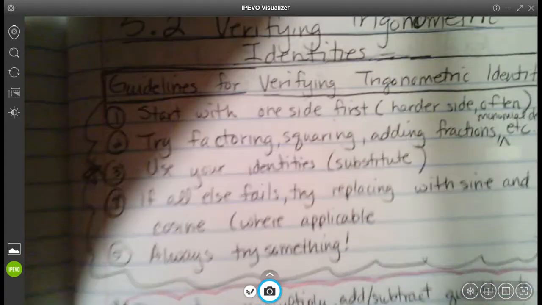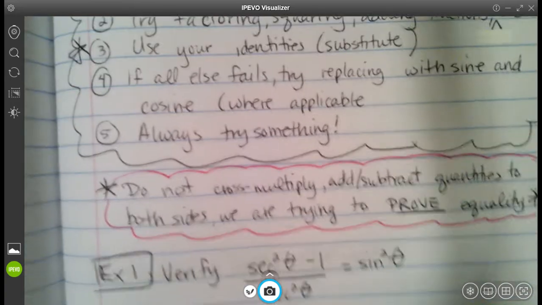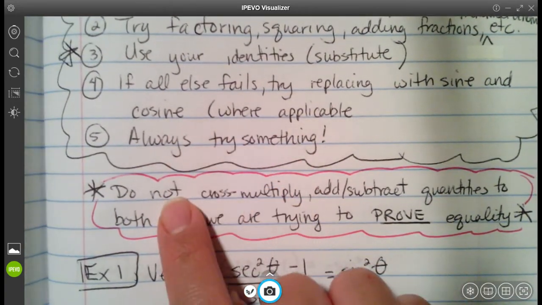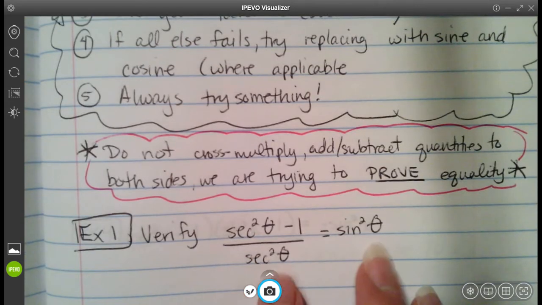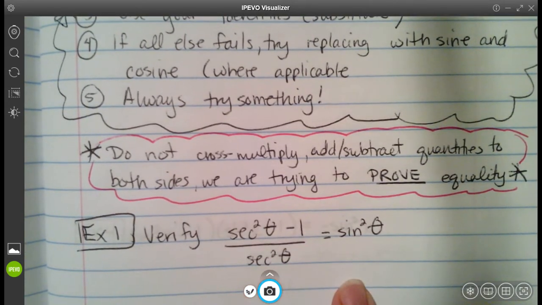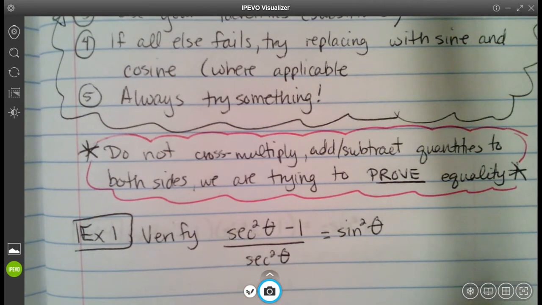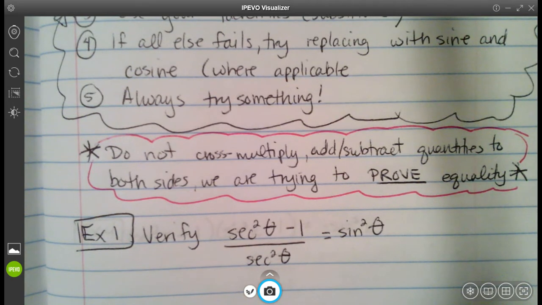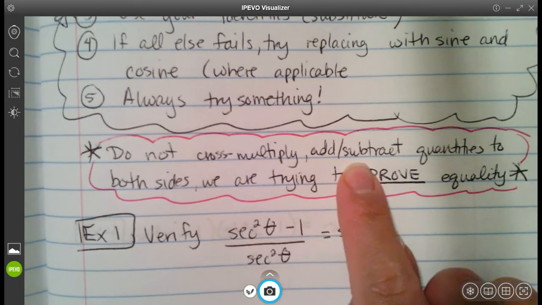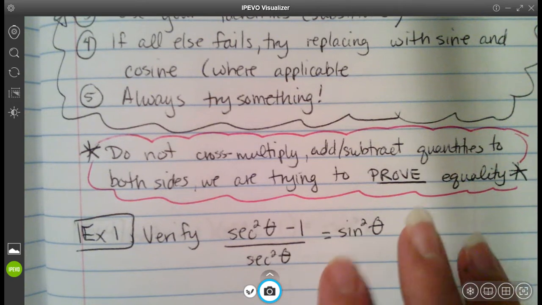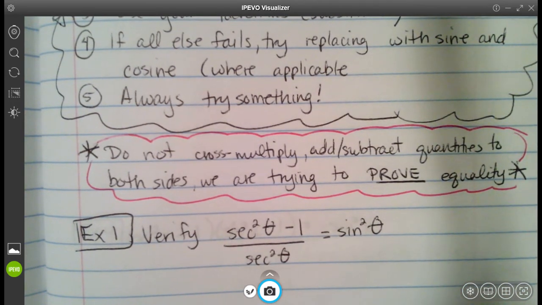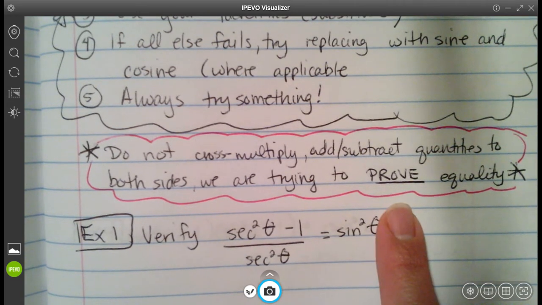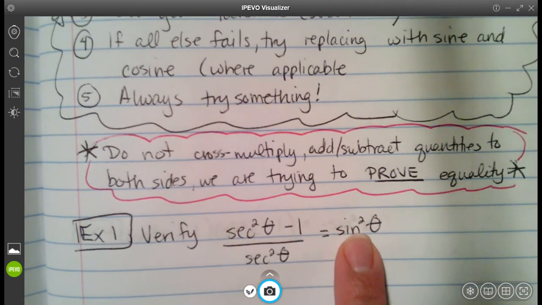Let's go ahead and start with an example. As I mentioned, we do not cross multiply. If we have two equations like this one, we're not going to cross multiply because in this unit, we're trying to prove equality, and if we do that, we're actually going to be changing the values. We're also not going to be adding or subtracting quantities to both sides, because that could change the value. We're trying to prove equality, which means we work with one side and make it match the other.